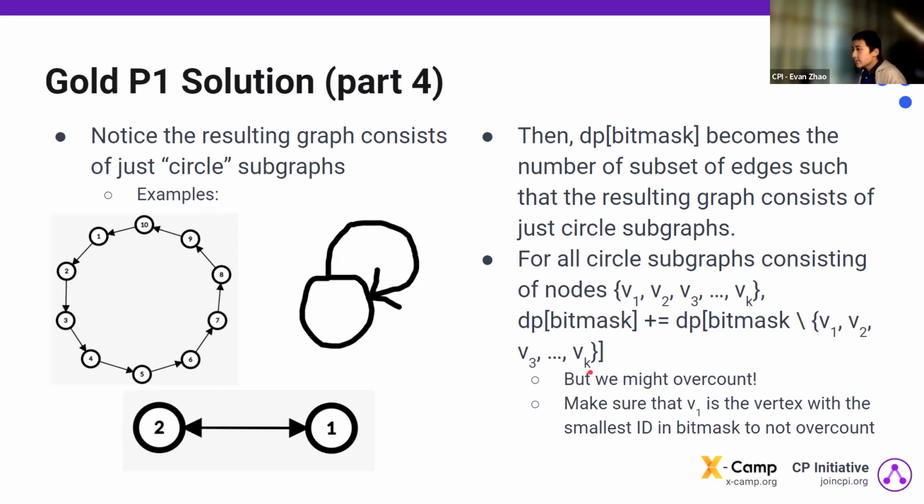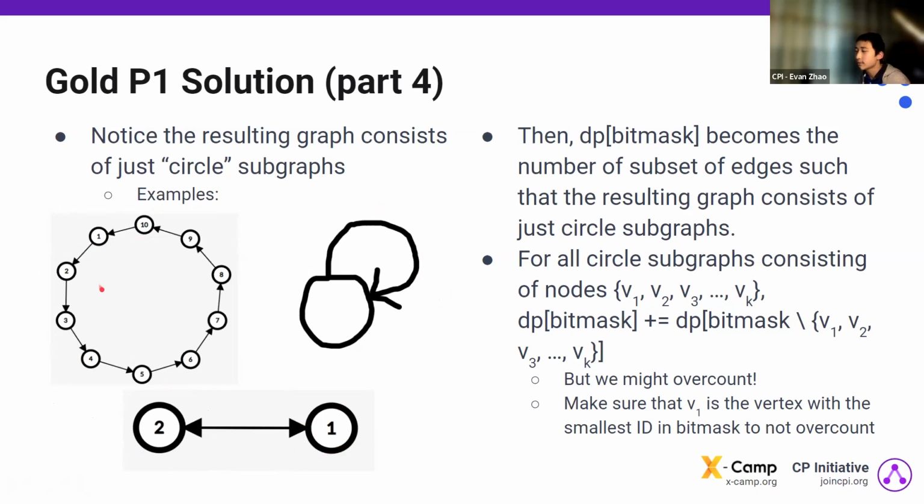However, there is something crucial I need you to notice about this. We might overcount if we just add bitmask backslash v1, v2 all the way up to vk into dp bitmask. For example, if this is the graph, these are the vertices that bitmask encodes, then we might first take out this circle subgraph and then add the answer for the resulting vertices, or we might take out this vertex first and then add the resulting answer. Both of those will count this subset of edges in its answer, so we will overcount.